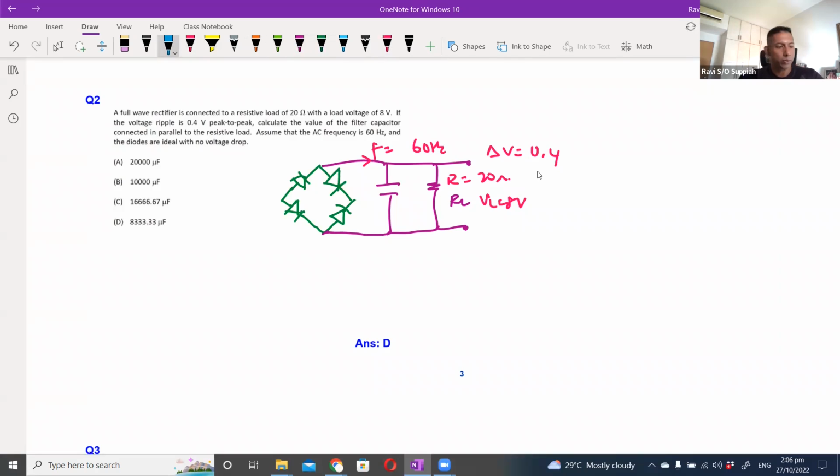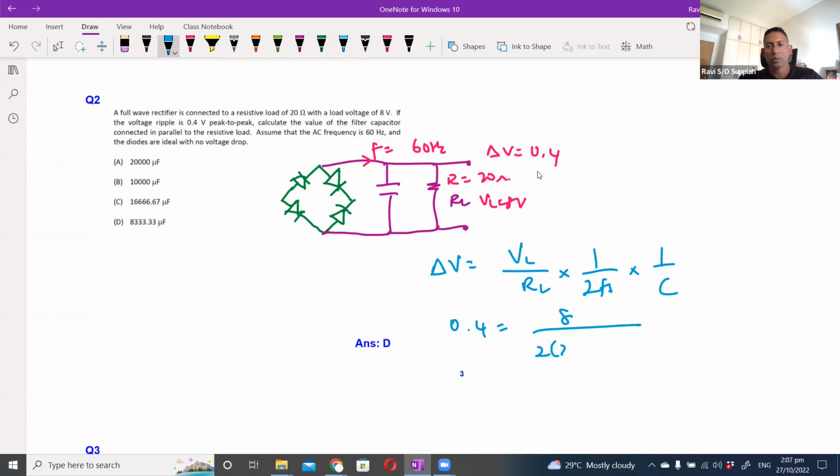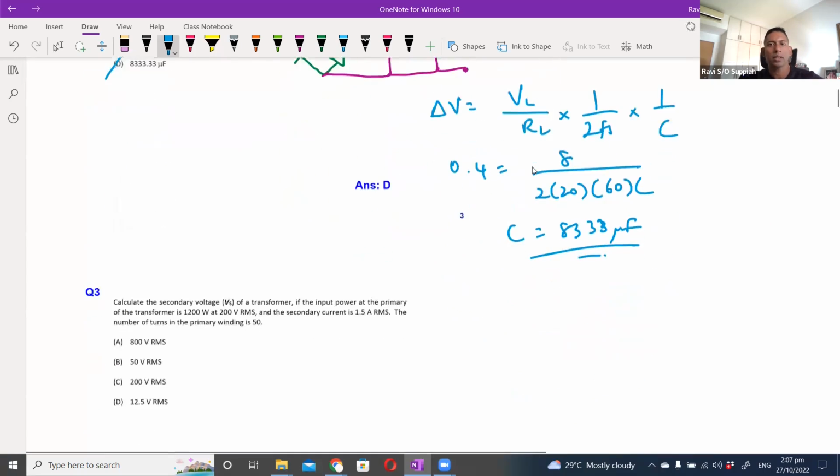All you need to do is put it into the formula that is given to you from your handout. Delta V is approximately VL over RL times 1 over 2Fs times 1 over C. So you get 0.4 equals 8 over 20, 2, 60, and C. So you get C is 8.3 microfarad. It's just a matter of applying all the values to the formula.